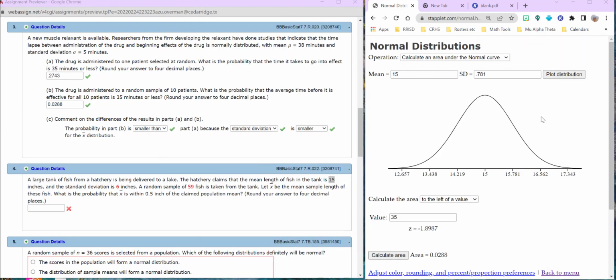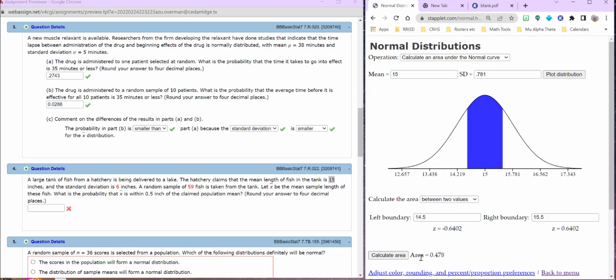So now I have my model. My model's done. What is the probability that X bar is within 0.5 inches of the claimed population mean? So you're like, oh, what does that mean? Well, that means between 14.5 and 15.5. So I'm going to go right here, where my average is within half an inch of the actual mean. So I'm basically going from here to here. See that? 14.5 to 15.5, and I'm getting an answer of 0.478.